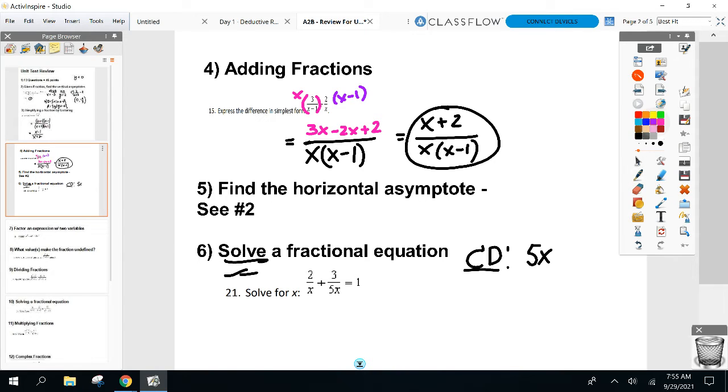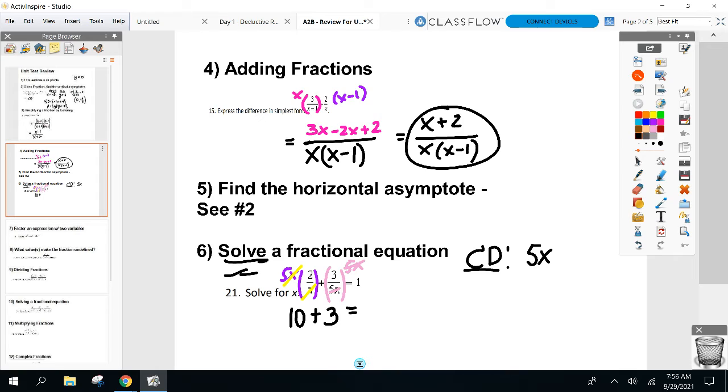All right, so ready? I'm going to multiply the first fraction by 5x. What's going to cancel? X's. Everyone see the x's canceling? Remember, when you solve for x, you want all the denominators gone. What's left? 10 plus. Multiply the next one by 5x. What cancels? 5x, 5x. What am I left with in the numerator? 3. Set it equal to 1.